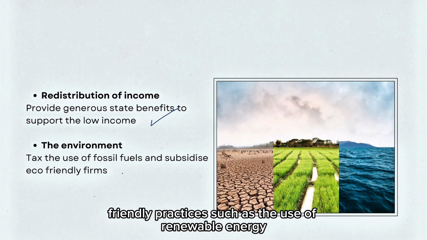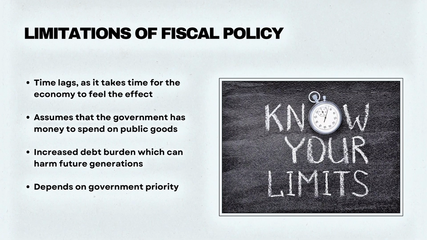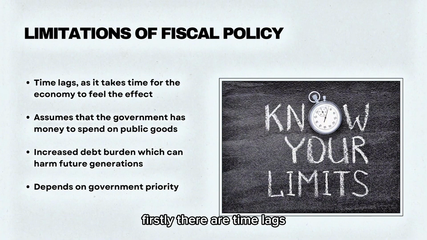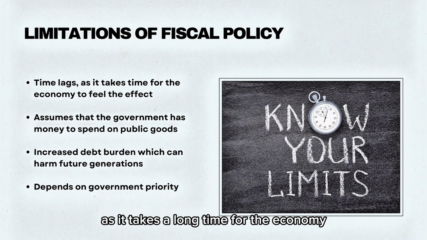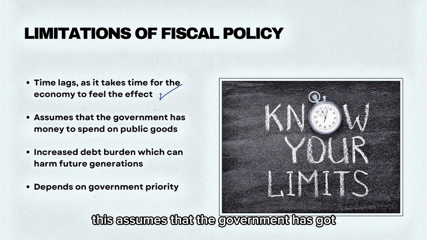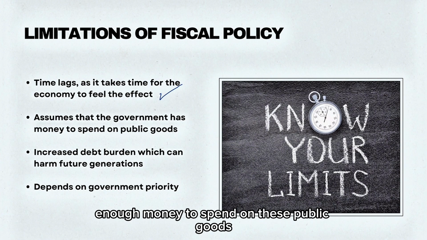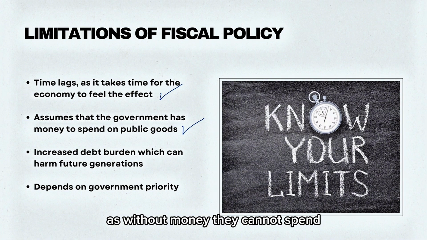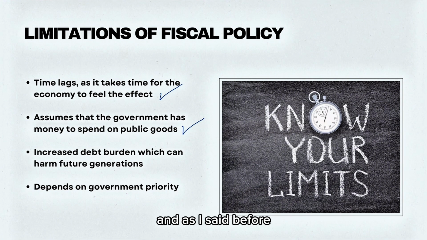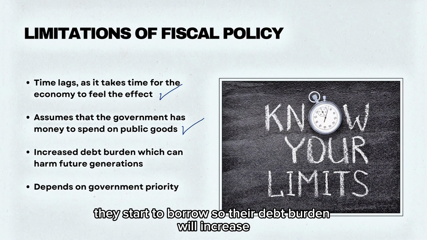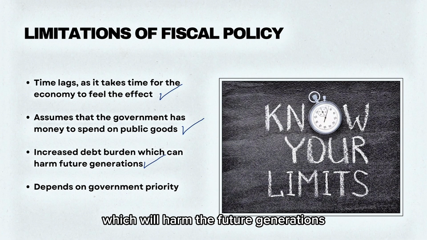And lastly, we move on to the limitations of fiscal policy. Firstly, there are time lags, as it takes a long time for the economy to feel the effect. This assumes that the government has enough money to spend on these public goods, as without money, they cannot spend. And as I said before, when governments don't have enough money, they start to borrow, so their debt burden will increase, which will harm future generations.